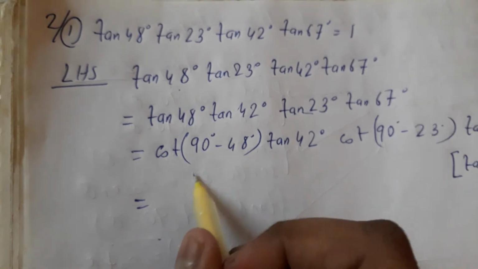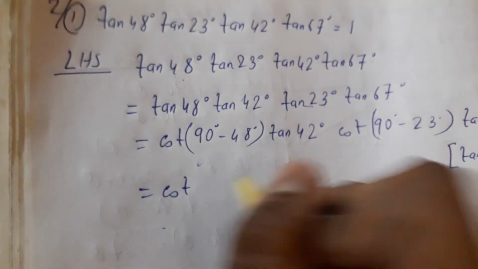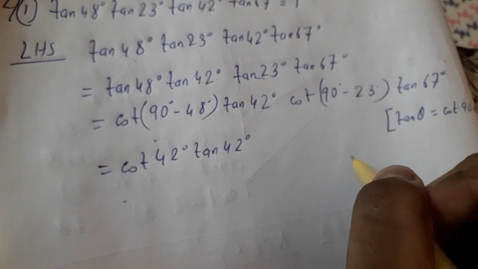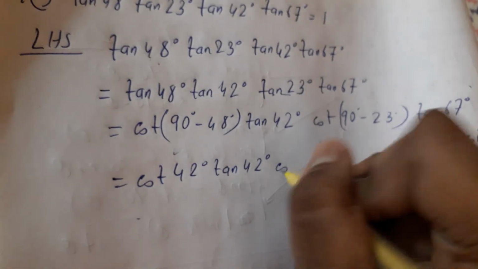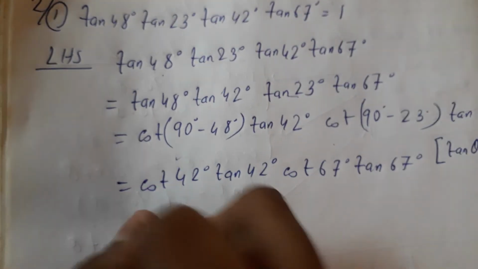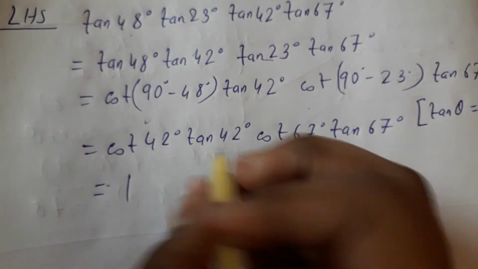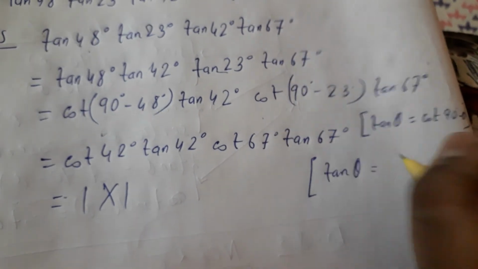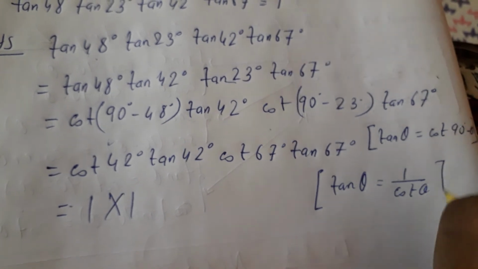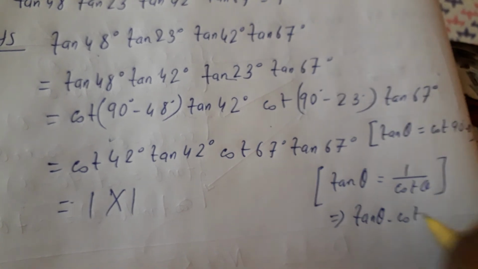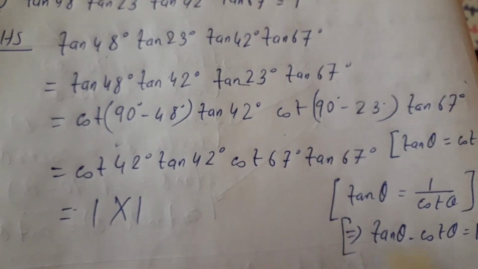Now see, cot 90 minus 48 means cot 42 degree, and it will be tan 42 degree. Then cot 90 minus 23 means cot 67 degree, and tan 67 degree. Now it will be 1 into 1. Why? You all know that tan theta is equals to 1 by cot theta. This implies tan theta into cot theta is equals to 1. Okay, you have to mention the reason.